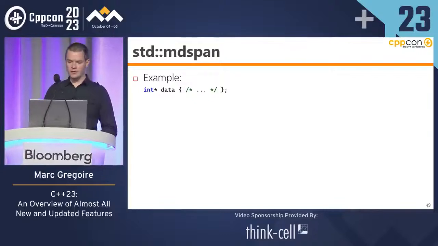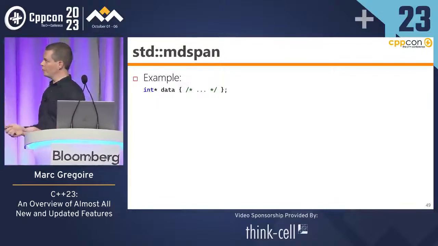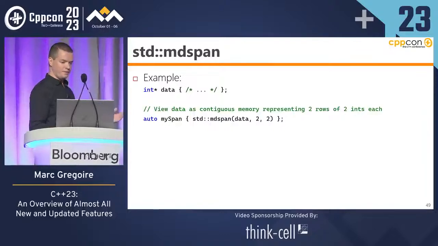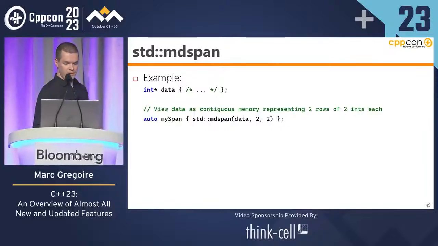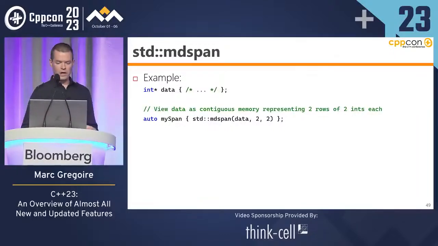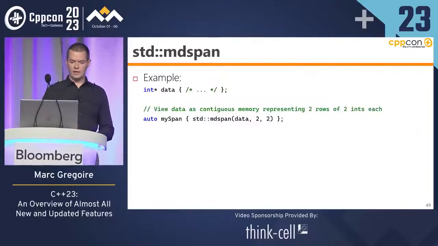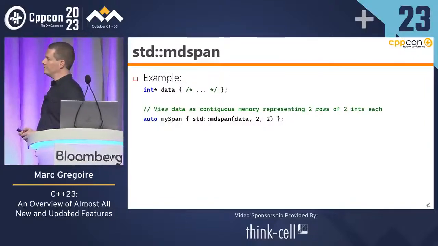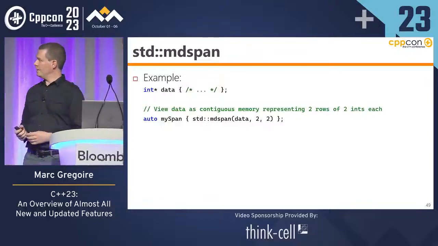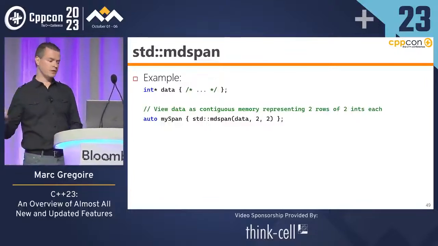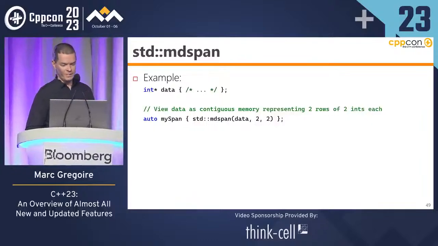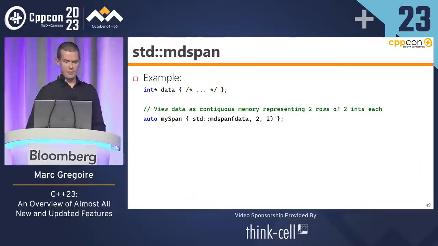So let's have a look at an example. Here I have some data. It's coming from somewhere, that's not important. But let's assume that that buffer actually represents a 2x2 array of integers. So then I can create an mdspan, and I pass my buffer as the first parameter. And then I specify two sizes for the 2 dimensions. So in both dimensions, my data has 2 elements in this example.